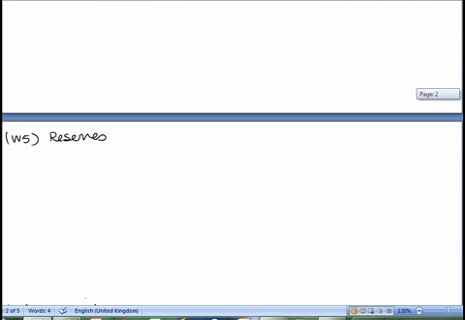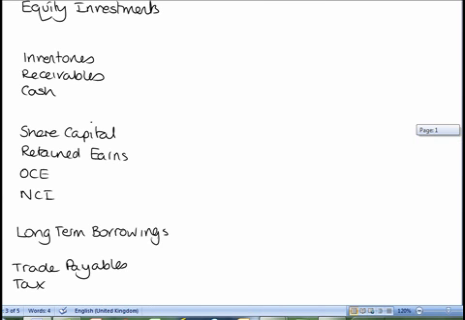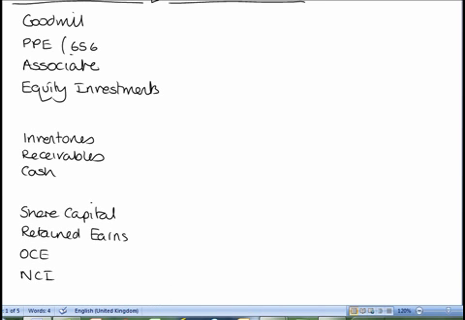acquisition. So I'm going to pop down to working number 6. Cost per the statement of financial position is 20, taking the information from the question. And then finally we've got our equity investments. 51 plus 6 is 57, plus 5 gives us a figure of 62.